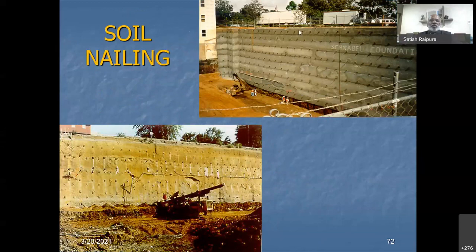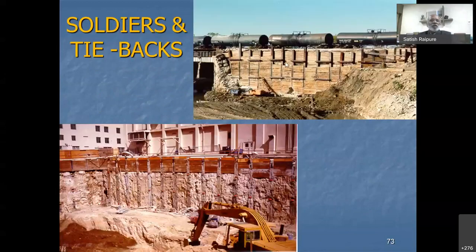You can see that there is a very deep excavation. You can see the height of the man here and the depth of the excavation. This is the soil nailing which will prevent the collapse of the soil inside the excavation area. This is again a soldier and tieback type of soil retention, in which the soil is retained through these ledges. These girders are embedded into the soil before excavation, and as we go deep, we provide the ledges in between these two girders so that the soil can be retained here.